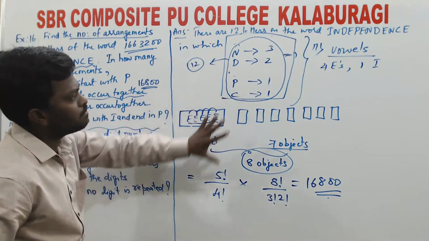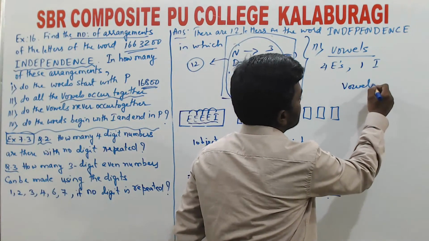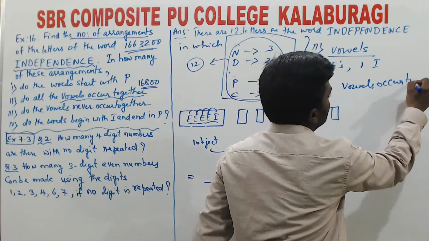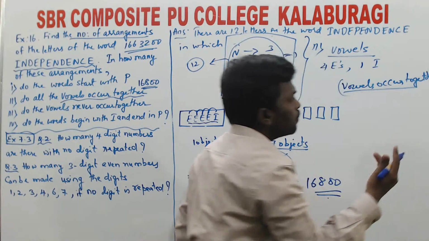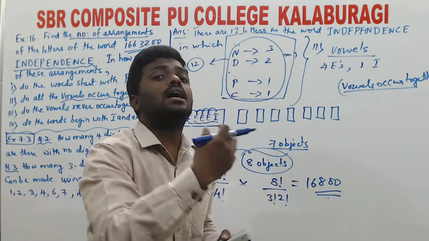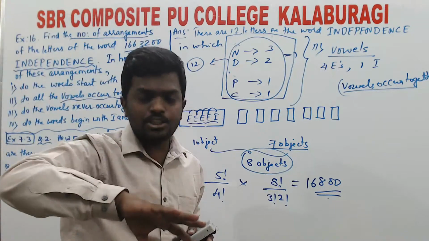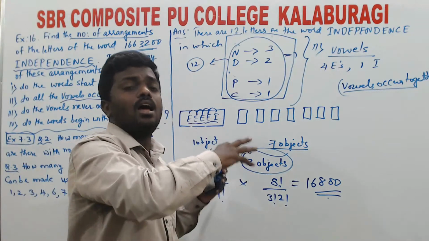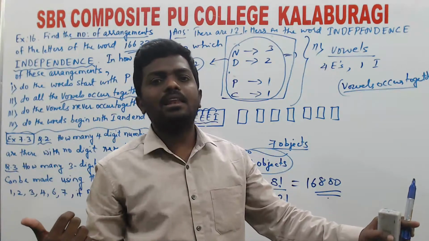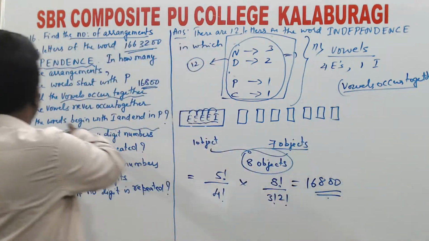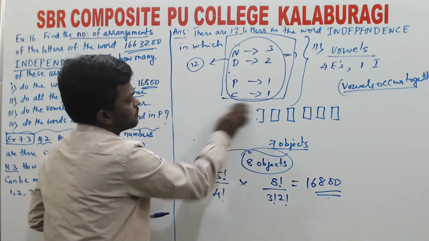So this second part is regarding vowels occurring together, right? But now we need vowels that do not occur together. So among the total arrangements, remove the words or the arrangements which are occurring together. So what will be left? What will be left? Never occur together, right?